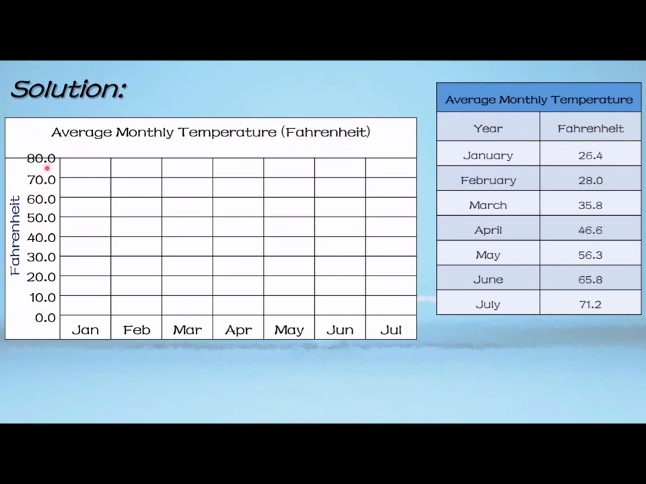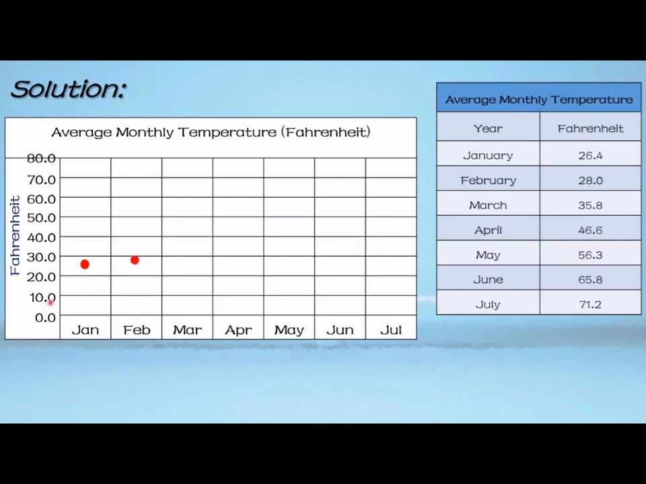Ang una nating gagawin is mag-plot ng points sa tapat ng given temperature and then i-connect natin yung dots bago tayo mag-form ng line graph. So let us start in January. We have 26.4. Dito banda yun, so mag-plot tayo ng point dyan. Next is February. We have 28 degree Fahrenheit, so dito banda yun.